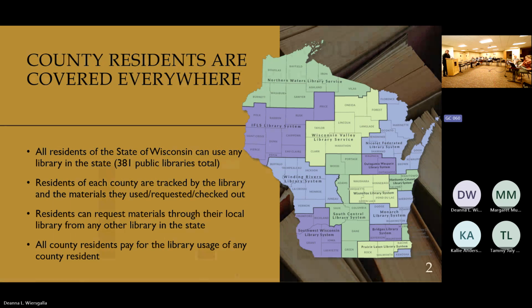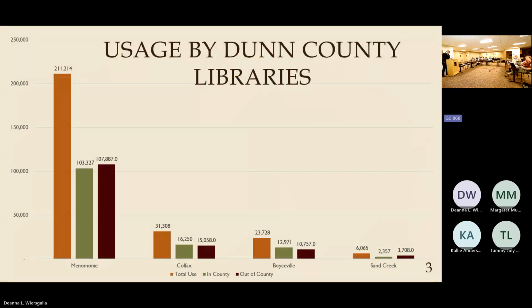Okay, D, can we go next? So you can see, this is last year's data, but this is just general usage by county. The orange bar is the total use, and you can see the Menomonie, Colfax, Boyceville, and Sand Creek libraries down there at the bottom. Total use in any given year. The green is use from in-county residents, and then it's broken down to in-county and out-of-county. So the green plus the black equals orange, right?